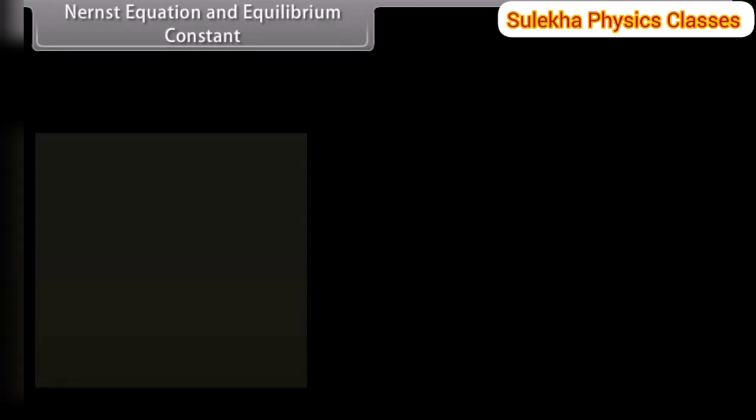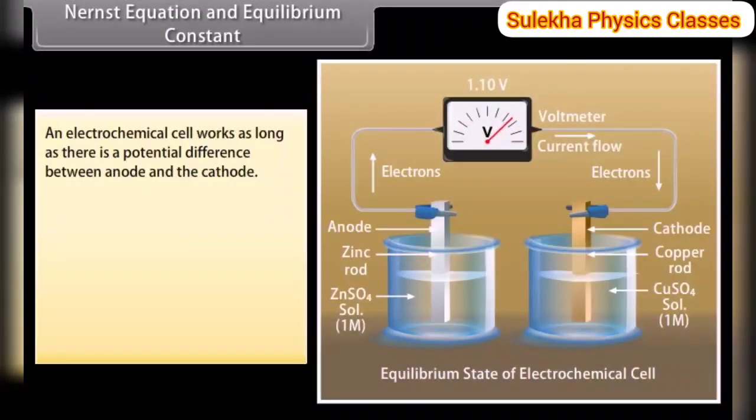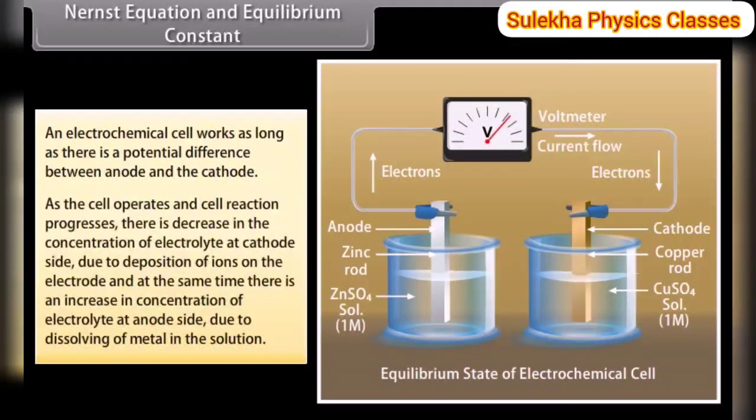Nernst equation and equilibrium constant. An electrochemical cell works as long as there is a potential difference between anode and cathode. As the cell operates and cell reaction progresses, there is a decrease in the concentration of electrolyte at the cathode side due to deposition of ions on the electrode, and at the same time there is an increase in concentration of electrolyte at the anode side due to dissolving of metal in the solution.